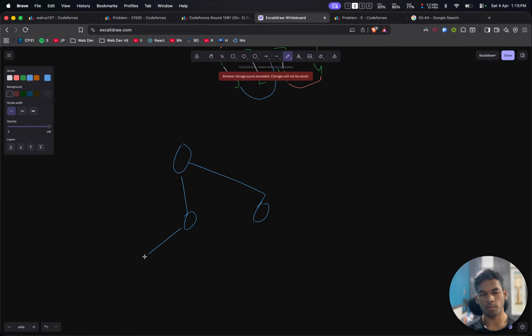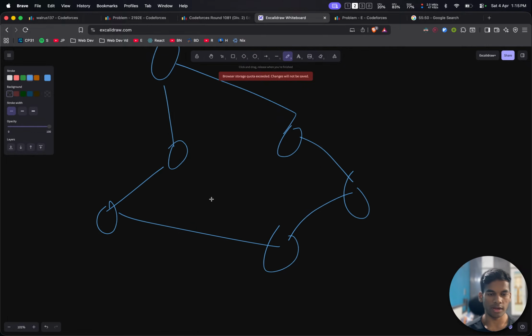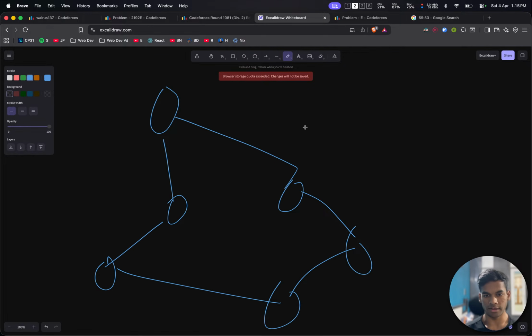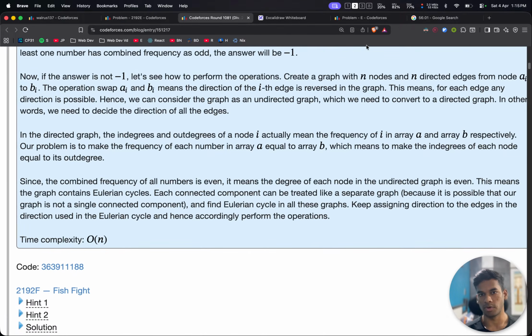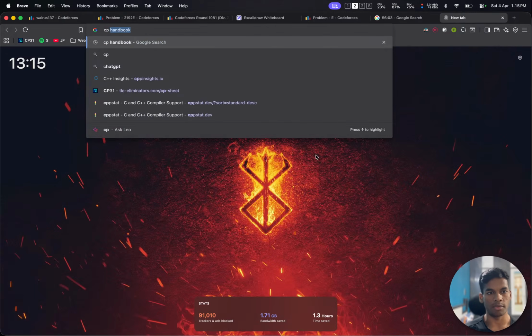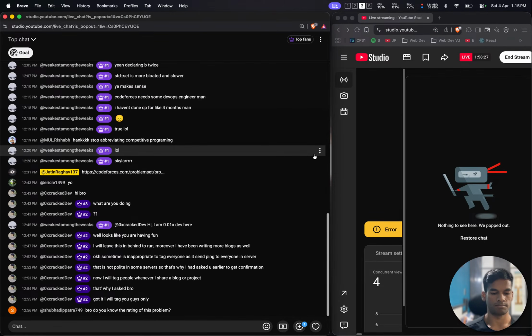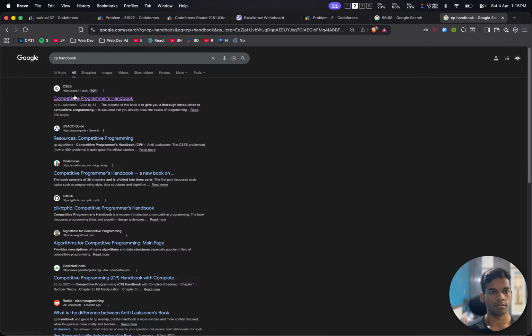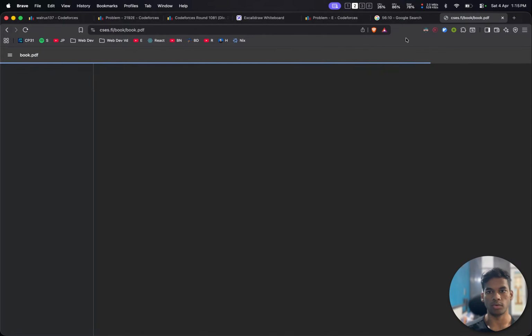So the problem can be converted into a problem where we have an undirected graph and we need to convert this into a directed graph so that the final directed graph is a Eulerian graph. But we don't know how to do that. Maybe it might be in CP handbook. CP handbook is pretty cool.